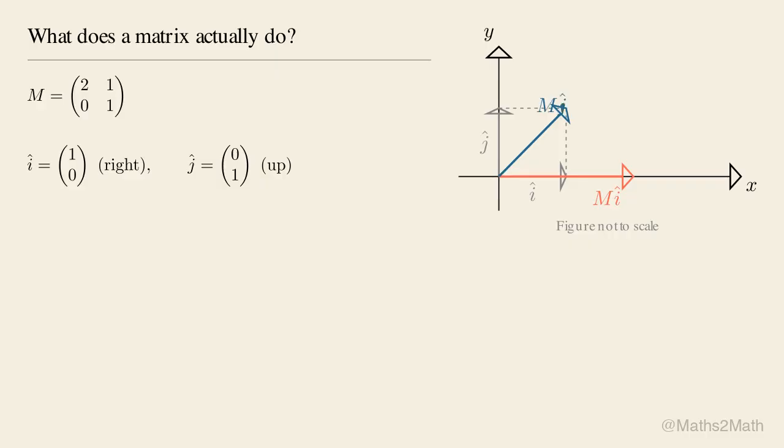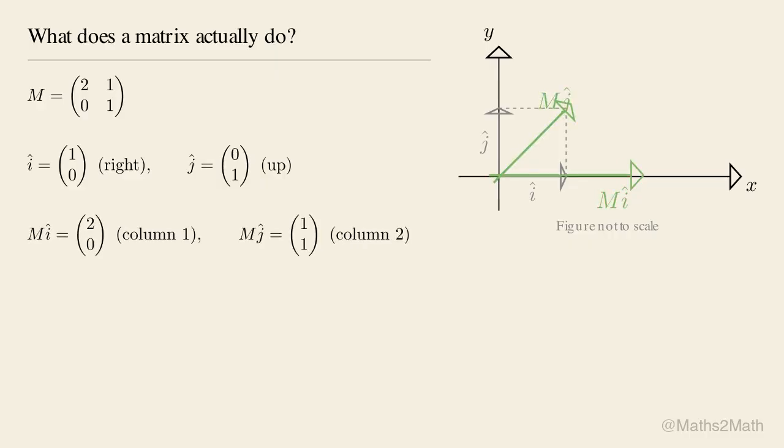Now the secret that unlocks everything. The columns of the matrix are simply where these two vectors land. First column, I hat's new home, 2, 0. Second column, j hat's new home, 1, 1. This is important, keep it on the side.